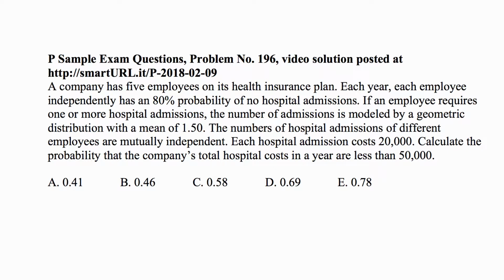This is a problem for today. A company has 5 employees on its health insurance plan. Each year, each employee independently has an 80% probability of no hospital admissions. If an employee requires 1 or more hospital admissions, the number of admissions is modeled by a geometric distribution with a mean of 1.50. The numbers of hospital admissions of different employees are mutually independent. Each hospital admission costs $20,000. Calculate the probability that the company's total hospital costs in a year are less than $50,000.